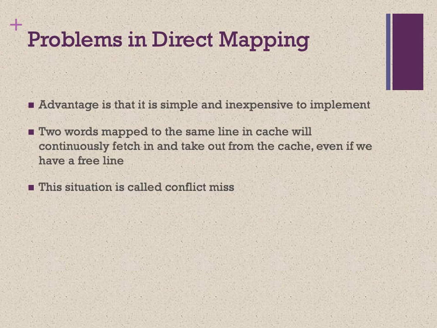Now, what are the problems? The advantage is that it's simple and inexpensive to implement. But the problem is that 2 words mapped to the same line in the cache will continuously be fetched in and taken out of the cache even if we have a free line. For example, block number 0 is mapped to cache line number 0. Similarly, block number 4 is also mapped to cache line 0.